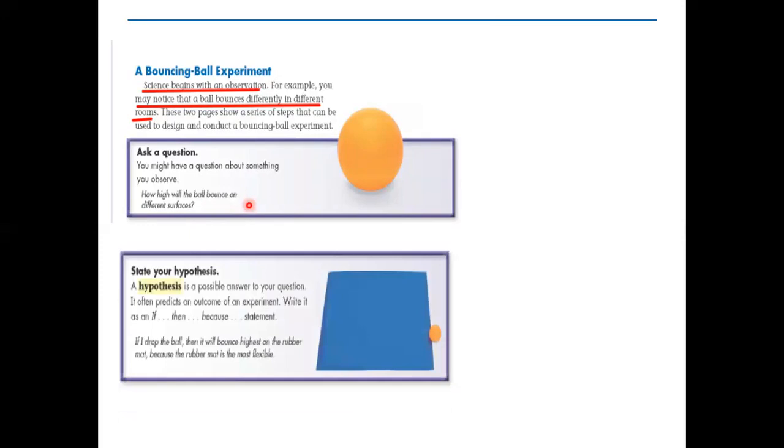Now, state your hypothesis. What is the meaning of hypothesis? It is a possible answer to your question. It often predicts the outcome of an experiment. Write it as an if, then, because statement. If I drop the ball, then it will bounce highest on the rubber mat because the rubber mat is most flexible. This is a rubber mat.